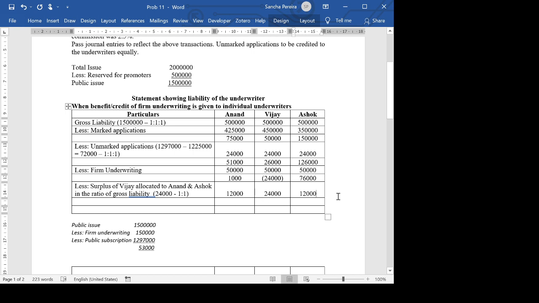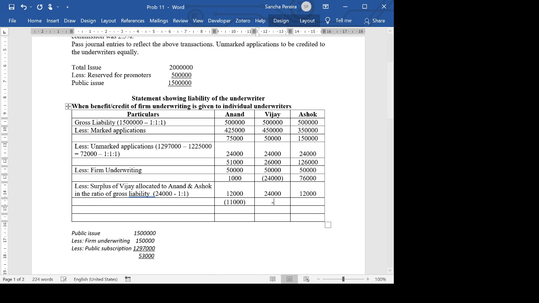Now if you see, again there is a surplus. 1,000 minus 12,000 would be 11,000, so there's a surplus again. This can happen. If there is a surplus again, divide the surplus further.